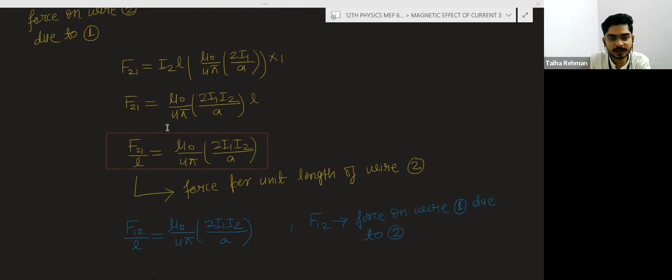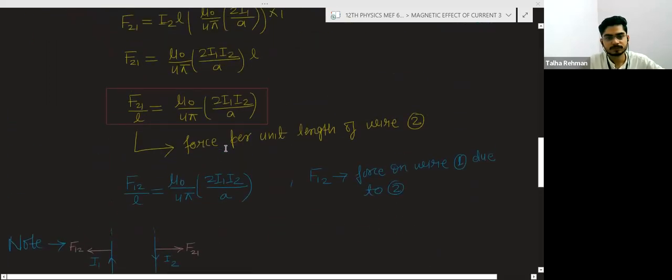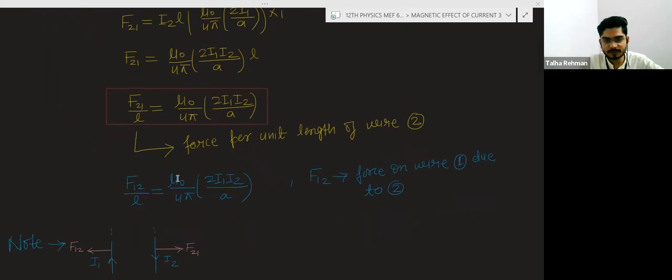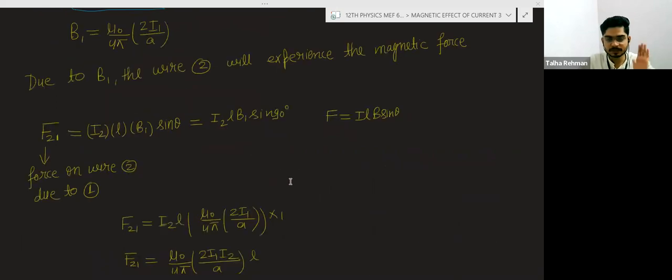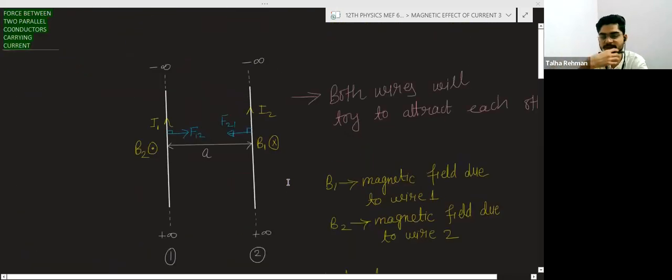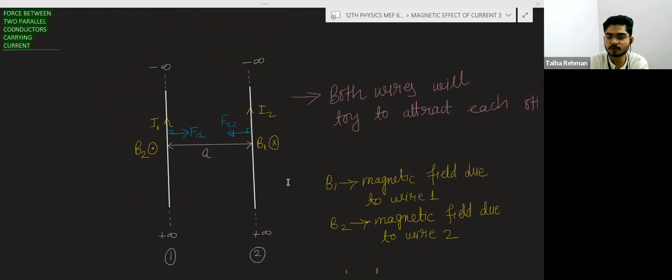So force per unit length is mu 0 divided by 4 pi, 2 times I1 into I2 divided by A. This is the formula. Force per unit length of any of the conductors, you will calculate, then you will get the same formula. For wire 2 and for wire 1, the formula will remain the same. Mu 0 divided by 4 pi means if someone is asking the force per unit length of any of the two wires, then you will say mu 0 divided by 4 pi, 2 I1 I2 divided by A.